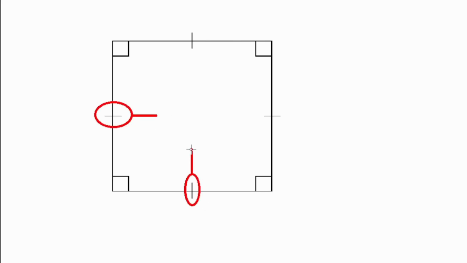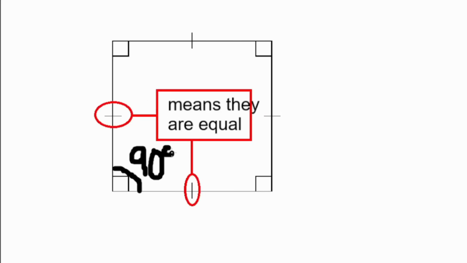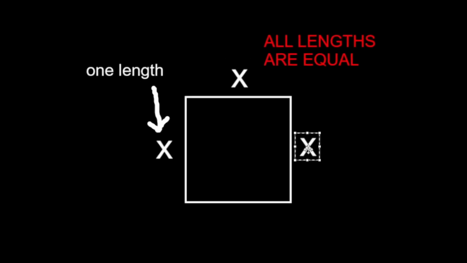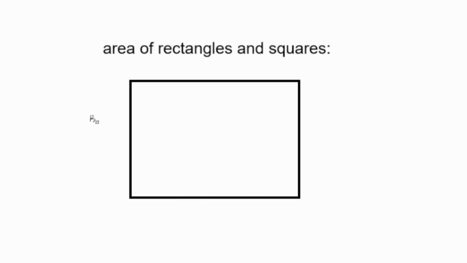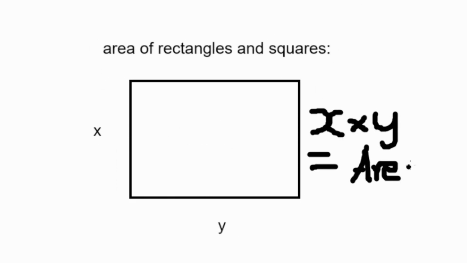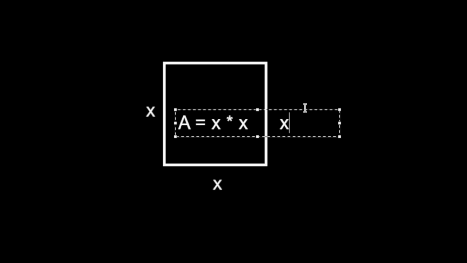Well, imagine x is the side length of a square. We know all squares must have equal sides that are perpendicular. Given that x is one length and all lengths are equal, we know that all lengths are x. We also know that the area of a rectangle is the length of the perpendicular sides multiplied, so the area of a square is x times x, x squared. Awesome, now you know what a square is.